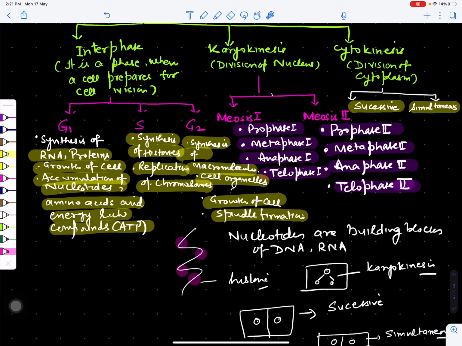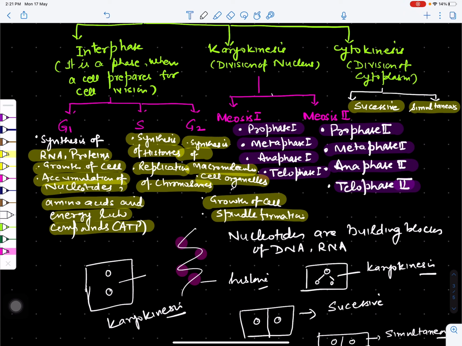And when a nucleus divides into two, this is called karyokinesis. Like this is the cell. Its nucleus divides into two nuclei. This is called karyokinesis. So division of one nucleus into two is called karyokinesis.